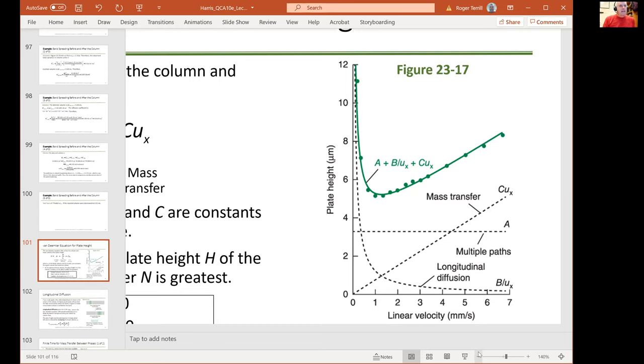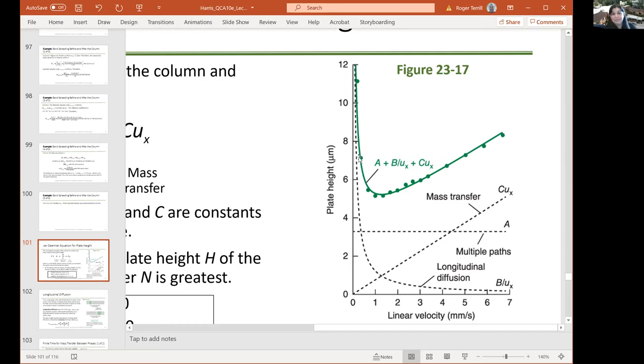So what is the best separation that you can get on this plot? Cindy, guide my mouse cursor. Right around that linear velocity, around one-ish on here, millimeters per second. Exactly. Around 1 millimeter per second, right? I said that in 1990, we were here. In 2020, we're here. What can we do to continue improving?